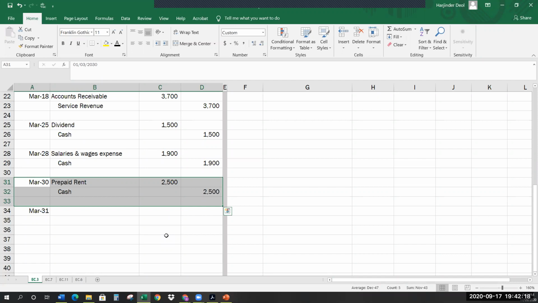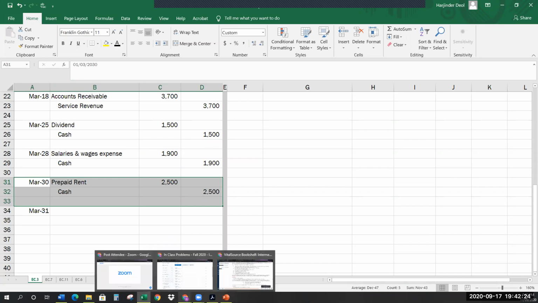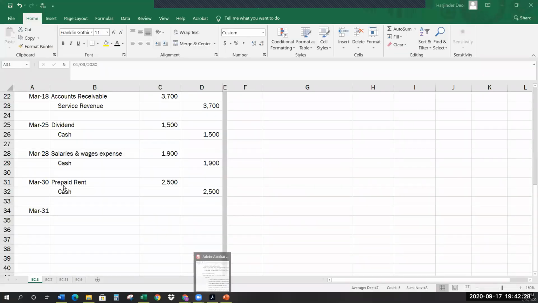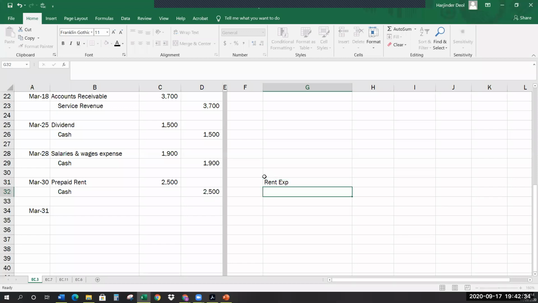In March, this will be adjusted. In April, you mean? Oh, sorry, did I say March? Yes, my bad, you're right. It will be adjusted in April, so we will take it to rent expense, and prepaid rent will be credited for $2,500 in April, not March, sorry.